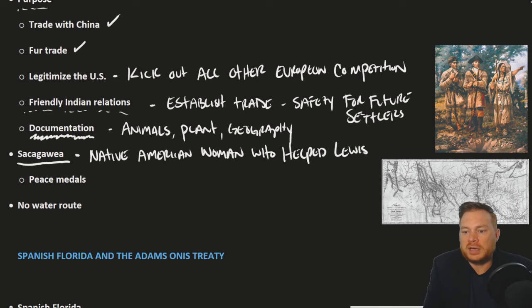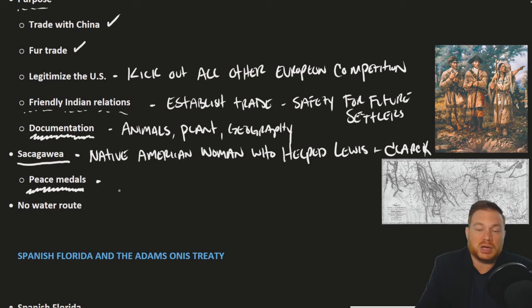She served as a translator, helped to maintain more peaceful relations along the way. And one thing that Lewis and Clark did was to pass out these peace medals, which I believe were kind of like coins almost. I guess they were medals. And I think they actually had Thomas Jefferson's face on it, but this was a way to create friendly relations between the United States and Native Americans along the way.